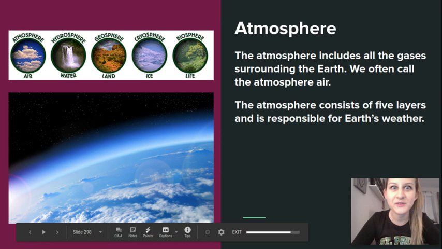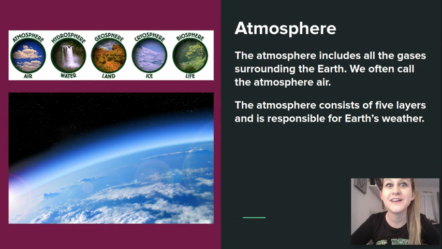Okay, let's start with the atmosphere. The atmosphere includes all the gases surrounding the Earth. We often call the atmosphere air. So the word atmos actually means air. So that's easy to remember for us. The atmosphere consists of 5 layers and is responsible for Earth's weather. So this should be familiar to us. We talked about the 5 layers of the atmosphere earlier in the year. So when you think of the atmosphere, think of air.